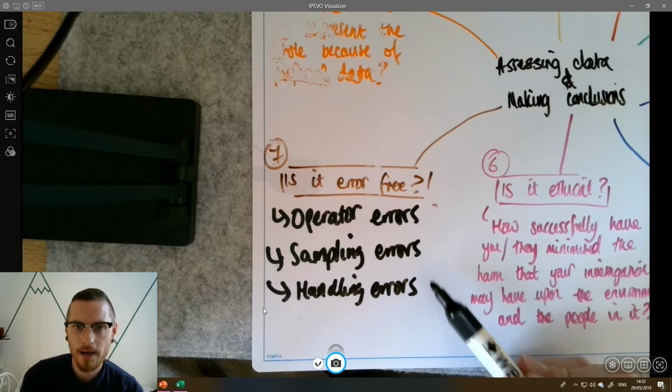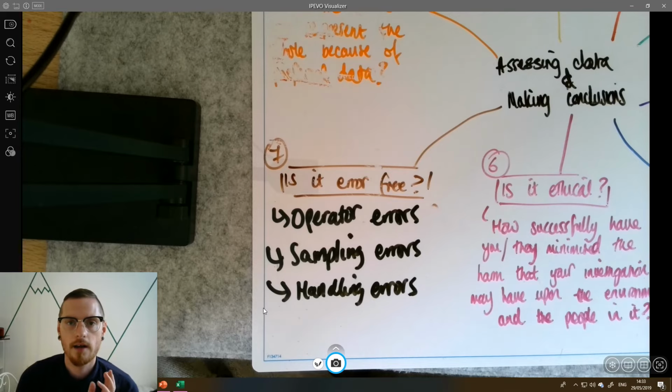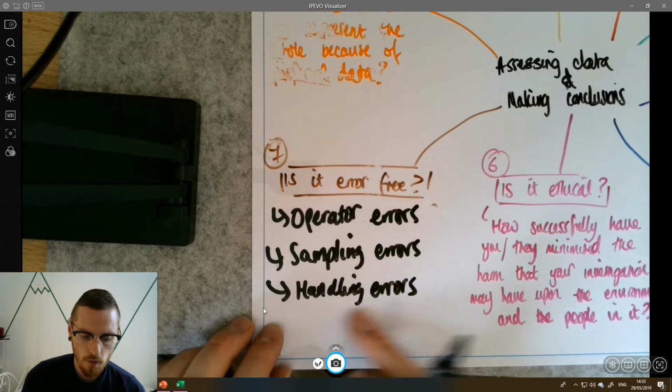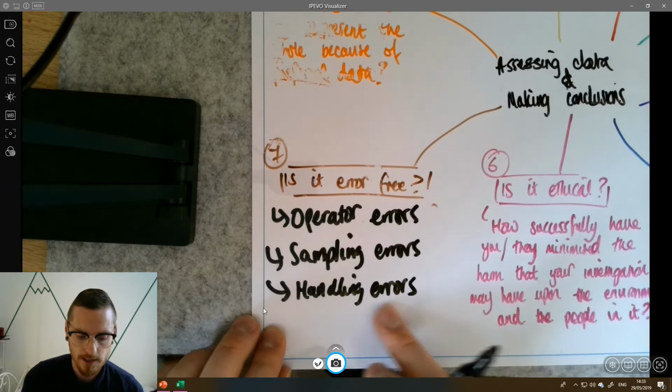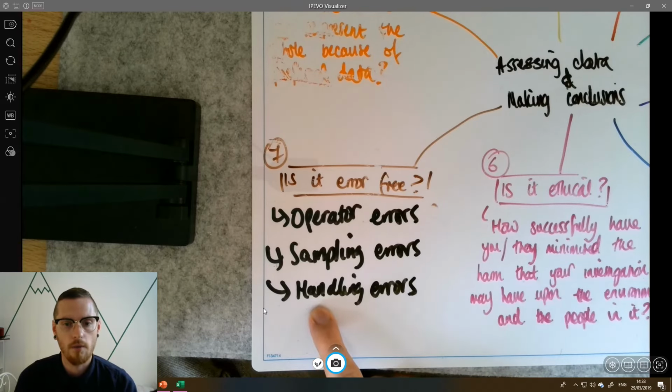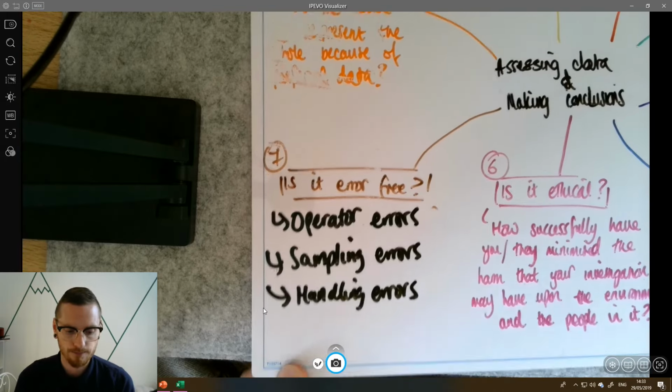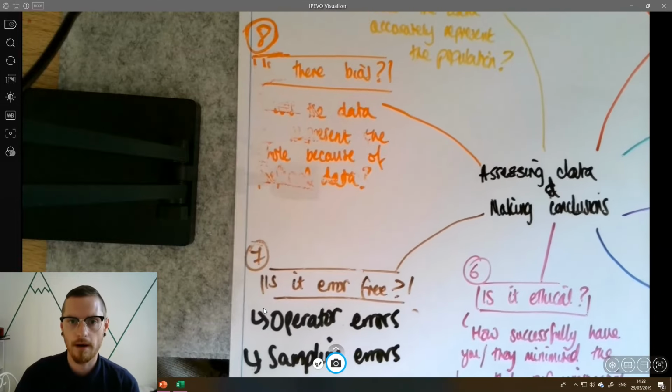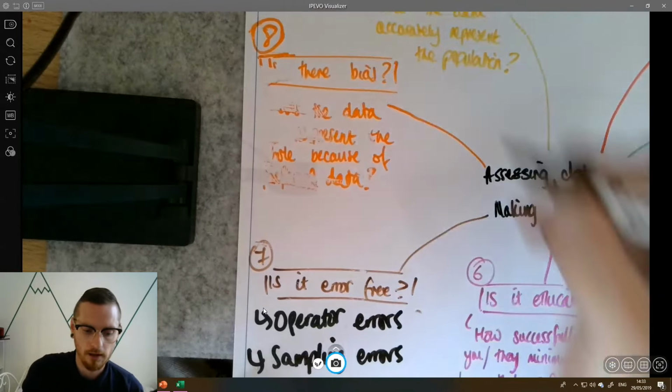Next one would be sampling errors. Sampling errors are that when we're sampling, we might find that local differences change our results. And then the third one, handling or manual errors. Handling errors are errors that take place during the collection of the data. For example, when measuring the width of a river, if the tape measure wasn't pulled tight enough, that would be a handling error.